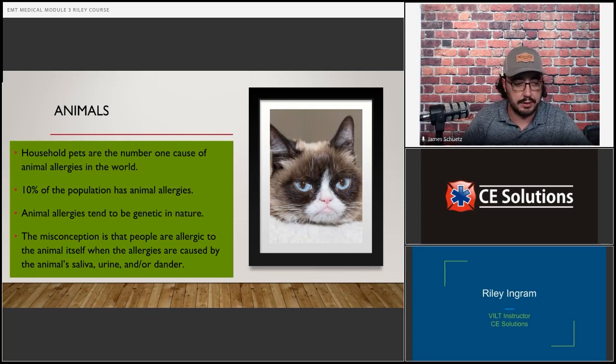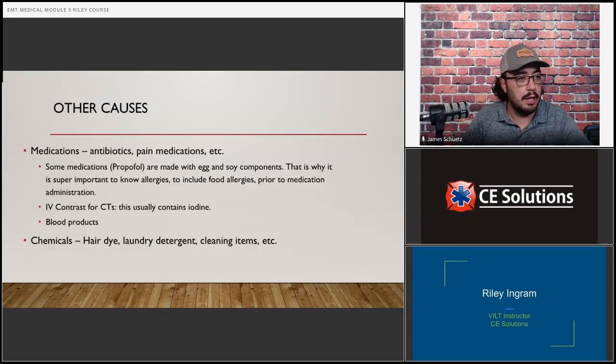And nowadays they've got those designer animals out there that are hypoallergenic, things like that. So the options are limitless. Other causes: medications, antibiotics, pain medications, etc. Some meds like propofol are made with egg and soy components. This is why it's super important to know the patient's allergies, to include food allergies, prior to medication administration.